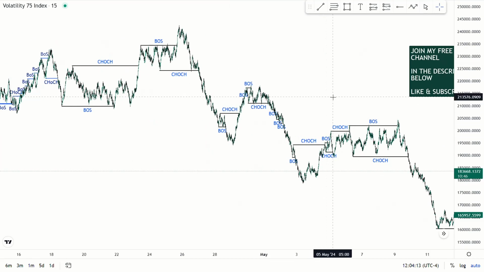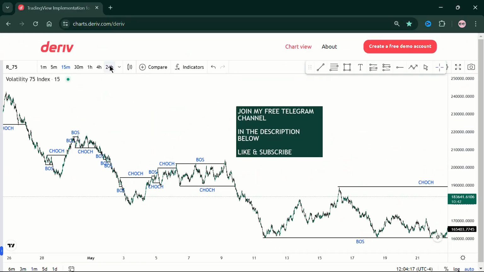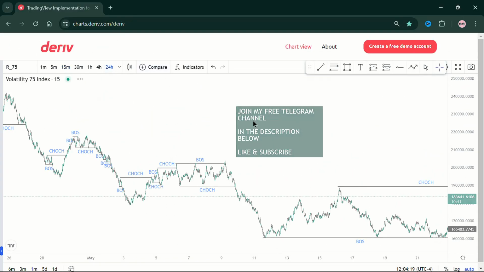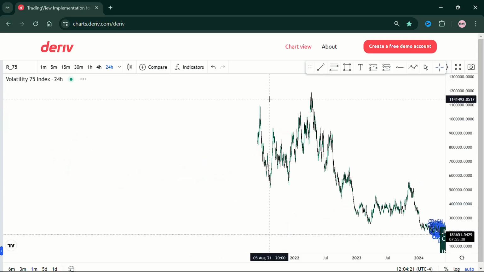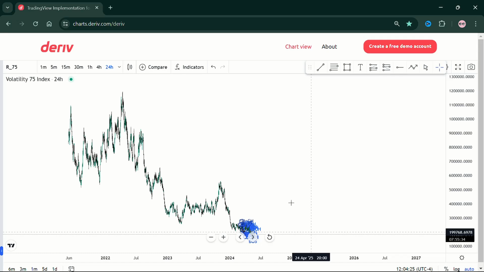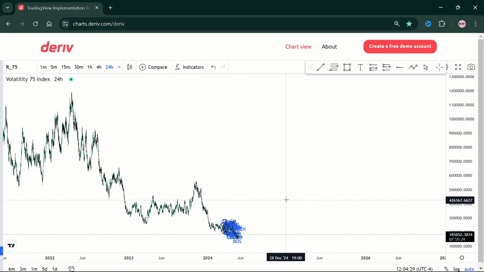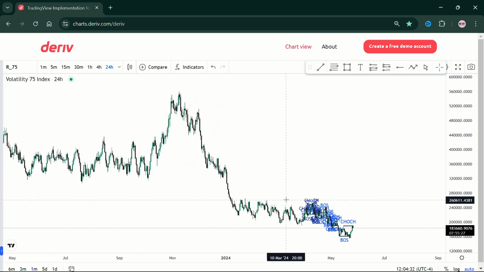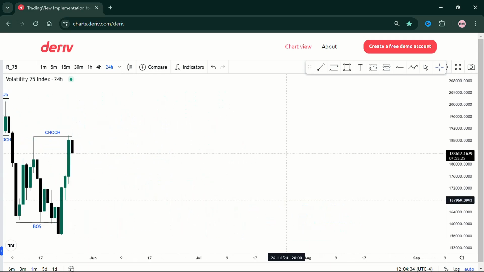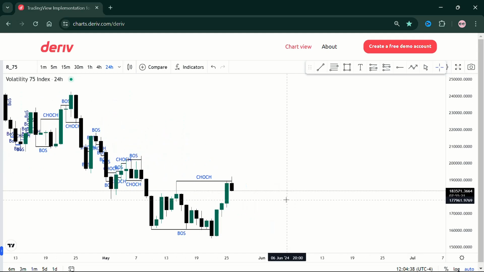Yeah, so let's go to the daily time frame. When you go to the daily time frame, this is what you're going to notice. Okay, this is where we are. This right here is where we are on the daily time frame.